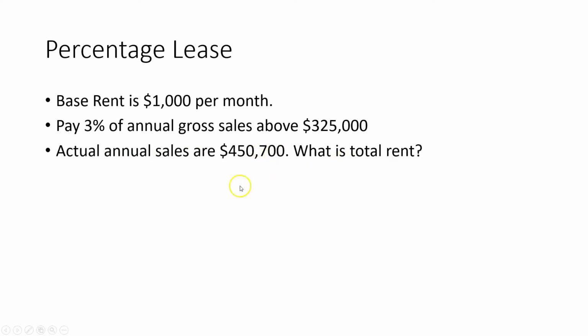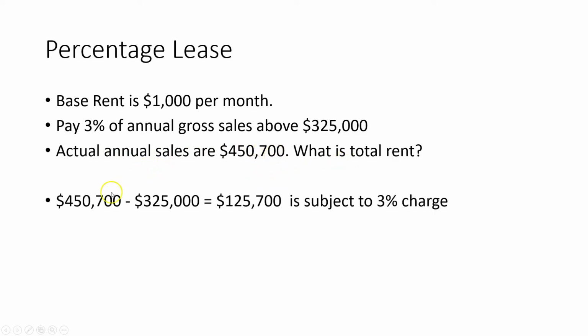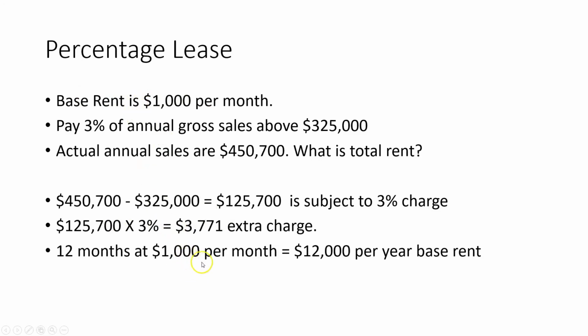What is the total rent? So we get the 450 minus the 325, which gives us 125,000, and that is subject to the 3% charge. So 3% of that is 3,750, plus of course we've got the base rent of $1,000 a month, which is 12,000. Therefore the total yearly rent will be 15,750.